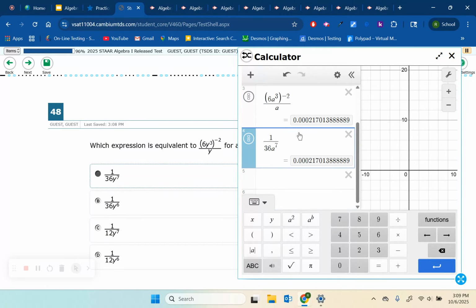Yuck. I see what the state is doing. They're going to eventually do this. We're going to just have to work them out. In the meantime, I can still use a calculator to do this. I could have also done it this way.